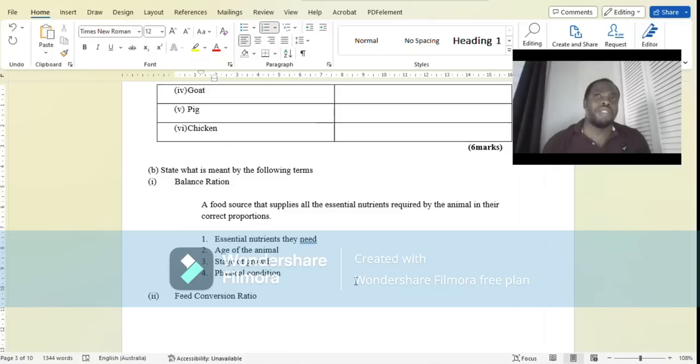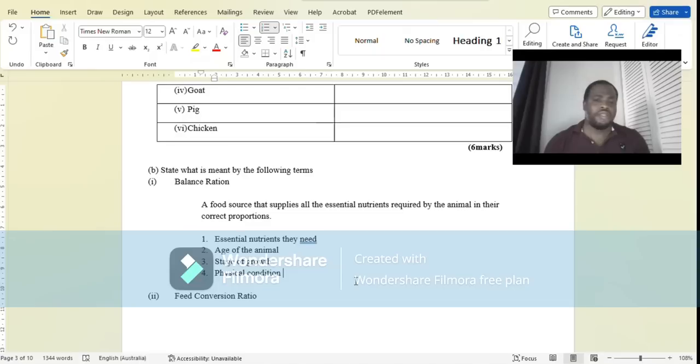So what is it that the animal requires? That is very important. The age of the animal, whether the animal is young or, as we said, an old animal. The stage of growth can also be related to the age in some factors, but you know that even when you talk about an animal, there are different stages, and once they're at that stage, they may require different nutrients, and it varies with the class of animal, a goat versus a chicken versus a pig.